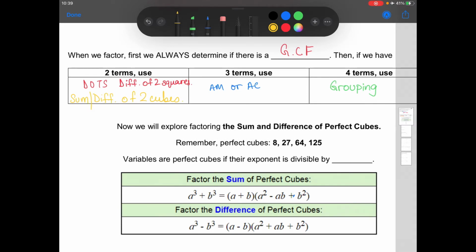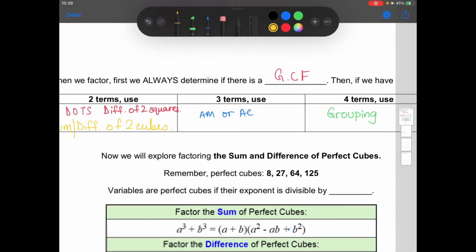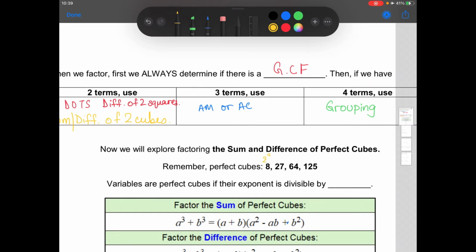So remember, perfect cubes are, what's a cube? Any number to the third power, right? So one cubed is just one. One is a perfect square and a perfect cube, so that's why we didn't include it in the list. So 8, 27, 64, 125. If it makes you feel comfortable, you can write this is 2 cubed, this is 3 cubed, 4 cubed, and 5 cubed. And you can go on. Variables are perfect cubes if their exponent is divisible by, what do you think? 3.